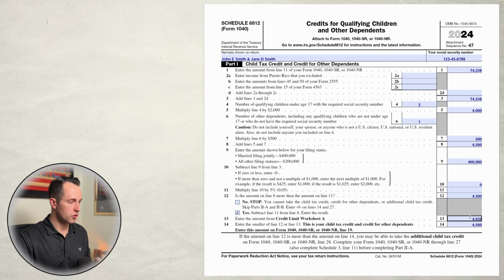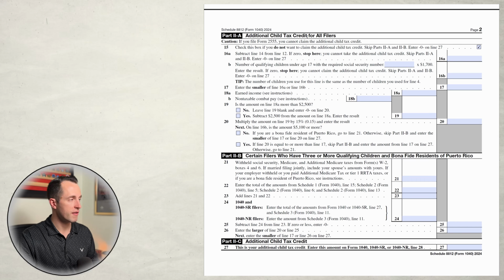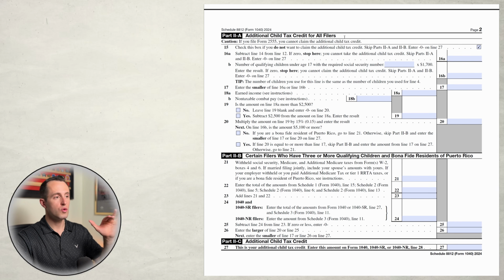So going on to page 2 real quick, just to see what's on here. This is going to be the additional child tax credit for all filers. If you are able to claim the full amount and you don't have negative taxes, you're just going to check this box right here, and then this box in line 27 is going to be 0. So it makes it really simple. But if you do end up having negative taxes, you're going to go through and fill out this section.